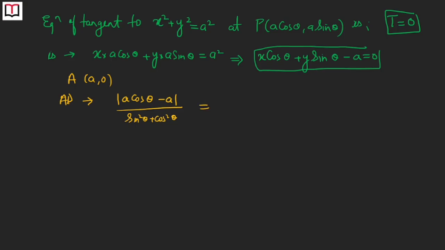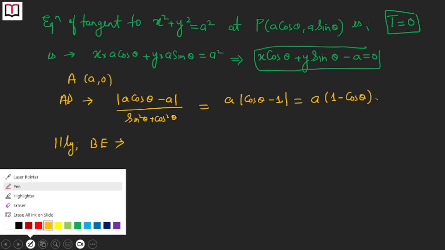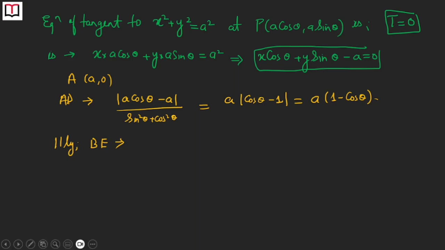So AD is mod of a common, mod of cos theta minus 1. Since we know mod has to be positive, it has to be a times 1 minus cos theta. Got it, bachcho? Similarly, we'll go for BE. Now what is BE? Again, the perpendicular distance of the point E from the given tangent. Whereas the point B was minus a by 2 comma root 3 a by 2, bachcho.